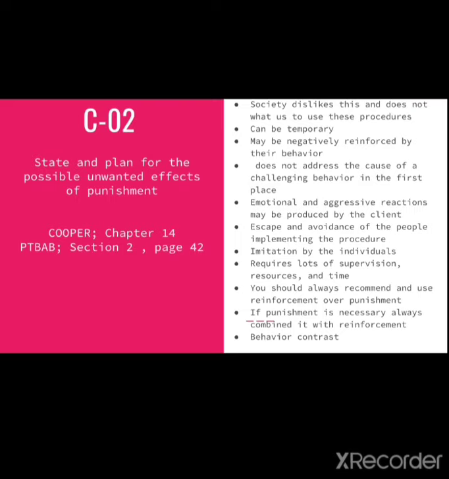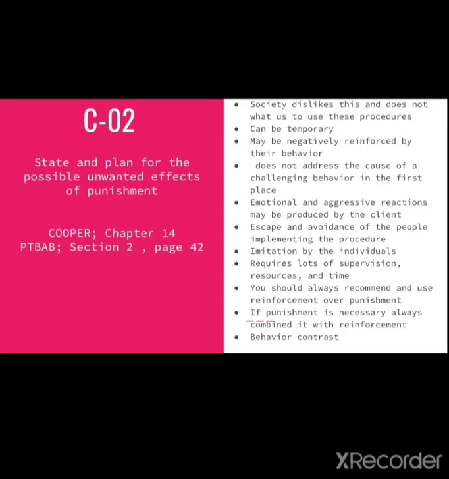C-2, state and plan for the possible unwanted effects of punishment. So just like reinforcement, punishment has an abundance of different unwanted effects that could occur. For instance, society dislikes this and does not want us to use these procedures. A lot of times, society thinks of punishment like before the 80s and 90s, of smacking the child's butt or putting them in the corner with a dunce cap, or washing their mouth out with soap. Those were procedures used many years ago before ABA was introduced, and now we don't use those.